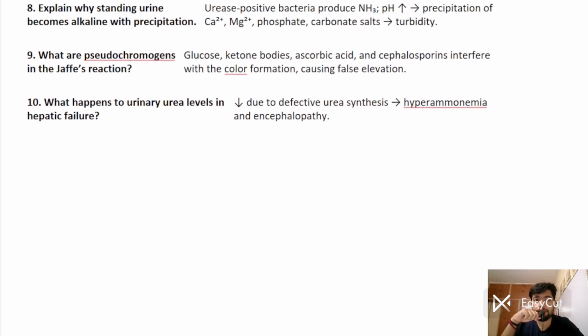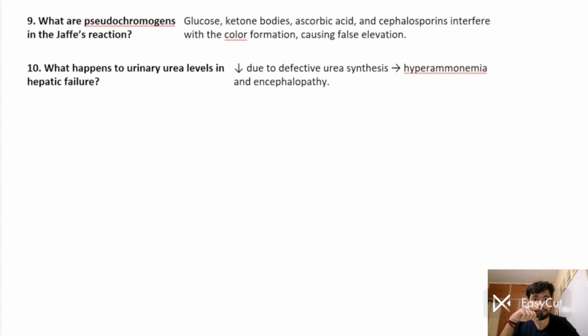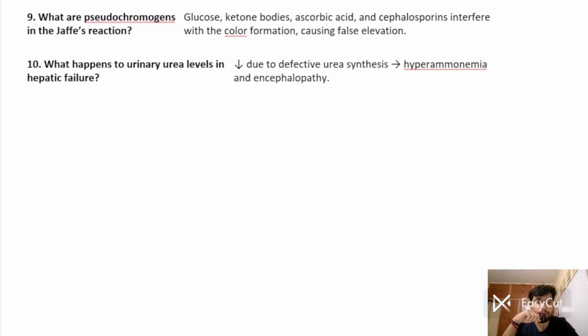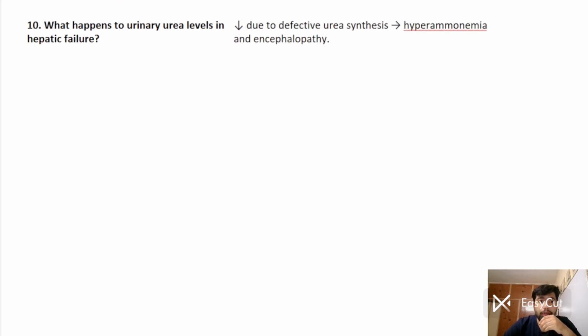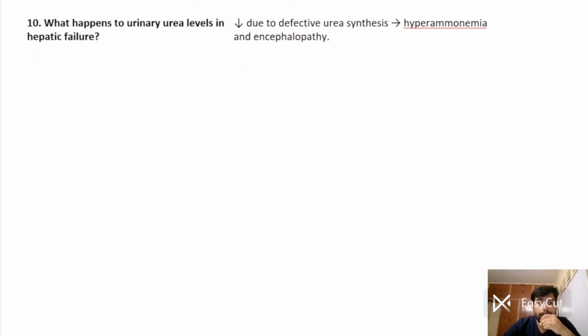Why does standing urine become alkaline with precipitation? Because urease-positive bacteria will form ammonia, and this will increase the pH, leading to precipitation of some ions like calcium, magnesium, phosphate, and carbonate salts, and this will impart turbidity. I have already discussed. What are the pseudochromogens in Jaffe's reaction? These are substances which will cause false elevation, like glucose, ketone bodies, ascorbic acid, and cephalosporin antibiotics, which interfere with color formation. And what happens to urinary urea levels in hepatic failure? I have already discussed it.